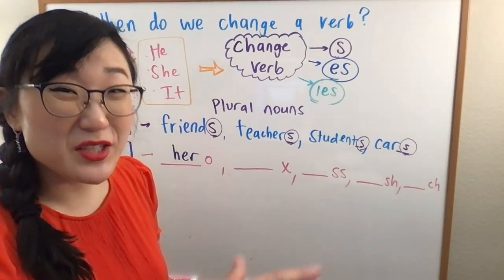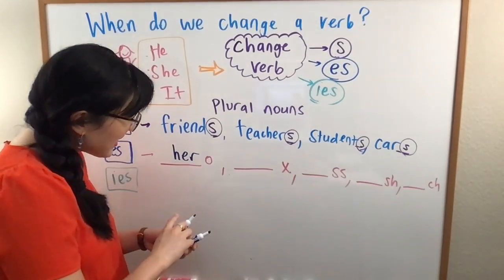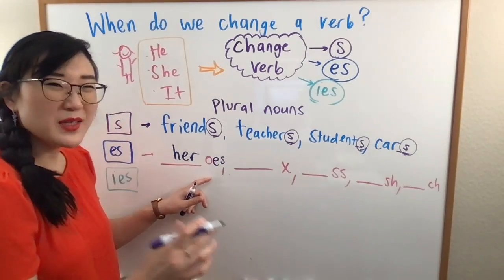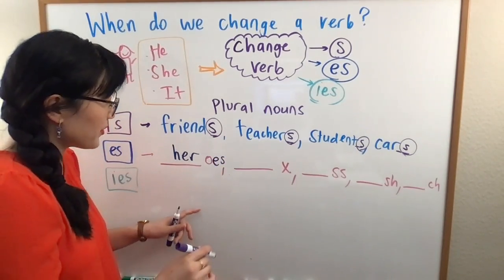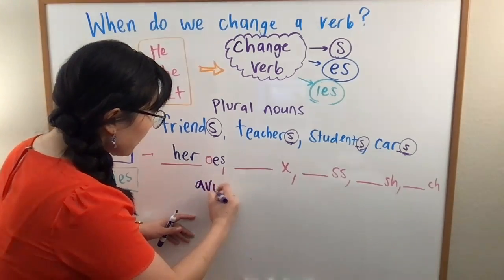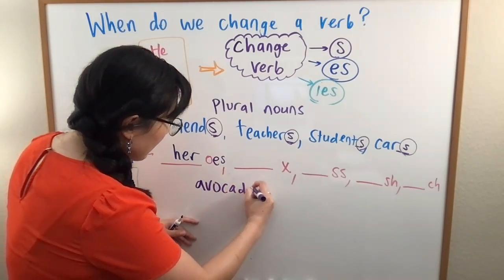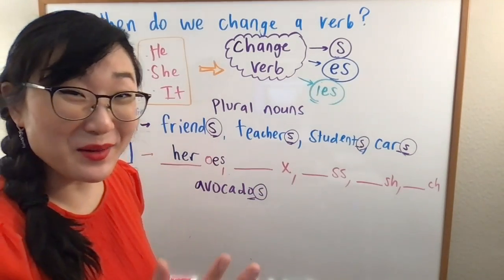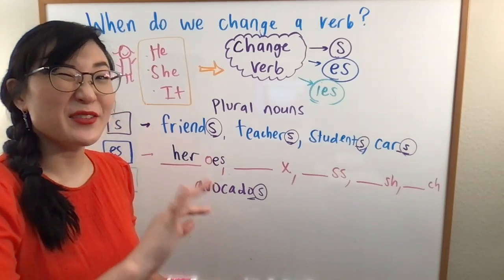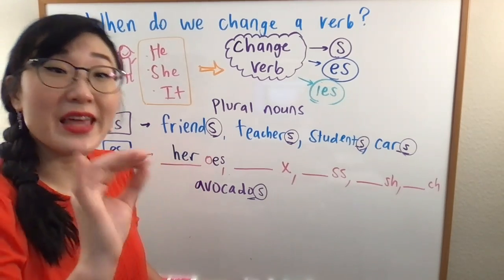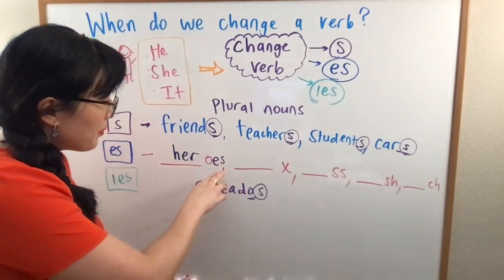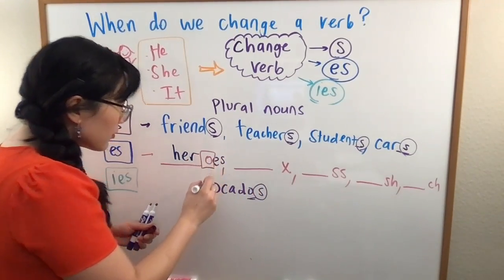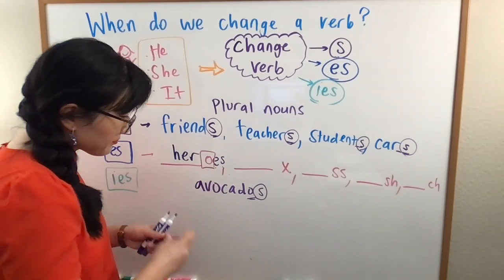Sometimes in English, you will not use ES, sometimes you're going to use an S. Let me give you one quick example before we continue. When you go shopping at the grocery store, avocado just has an S. Some nouns are special. They have an exemption. They are an exception. But normally, if you see this O, you are going to use ES.